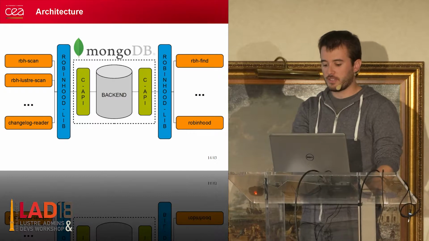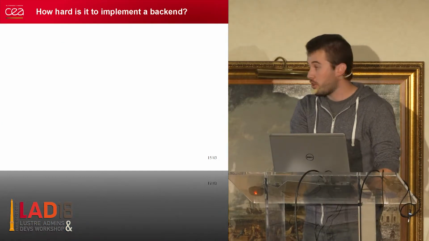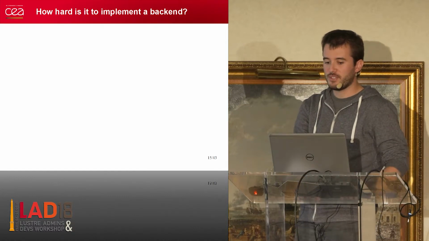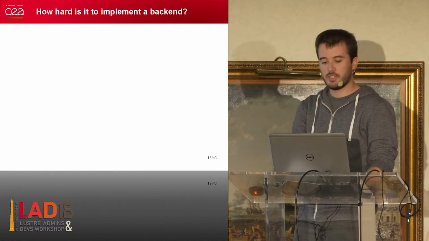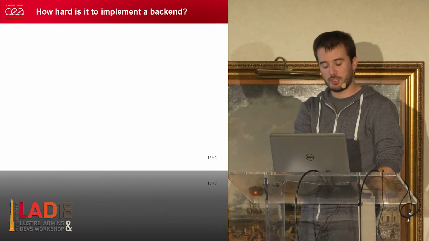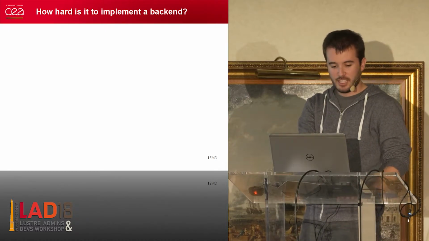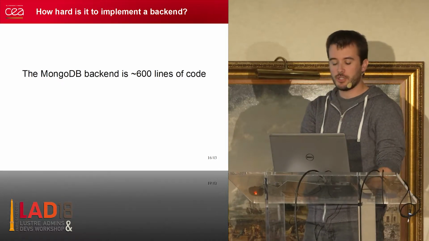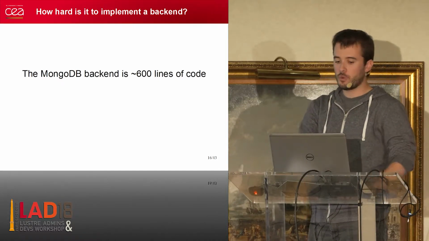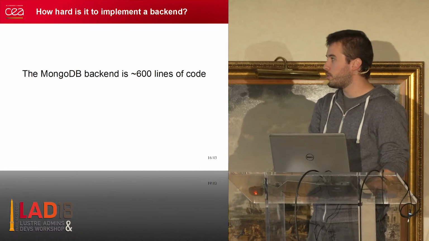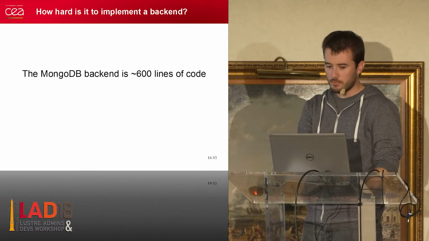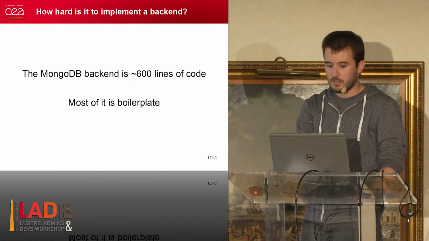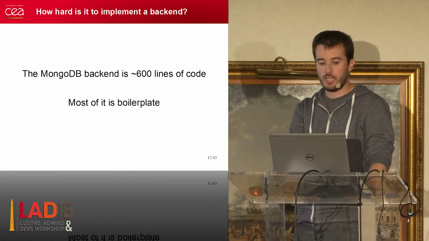So a good question to ask at that point would be, how hard is it to implement a backend? Well, this is actually a hard question to answer. This is quite subjective, so I hope I'm bringing some objective facts. Currently, the MongoDB backend is only 600 lines of code. It is still work in progress, but I don't expect it to go over the 1K lines of code. So I would say it's not that hard, especially considering that most of it is just boilerplate.